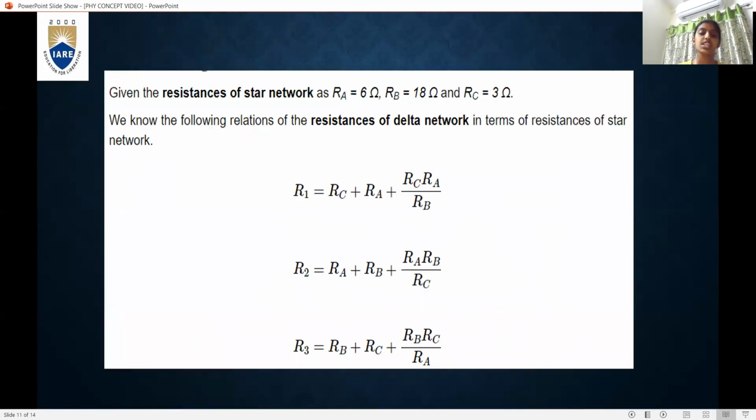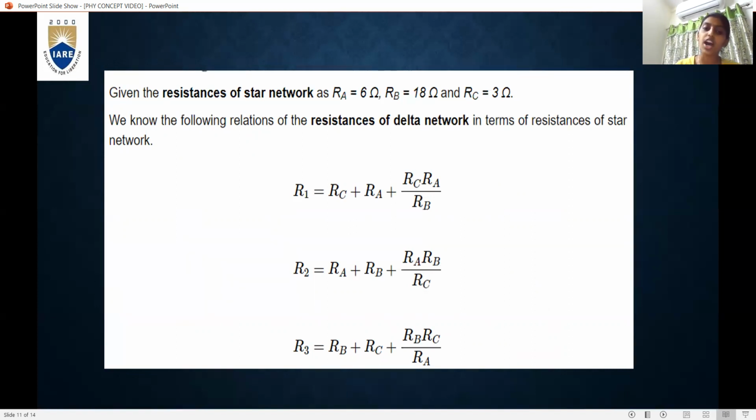So given the resistances of the star network are RA equal to 6 ohms, RB equal to 18 ohms and RC equal to 3 ohms. And we know the following relations of the resistances of the delta network in terms of the resistances of the star network.